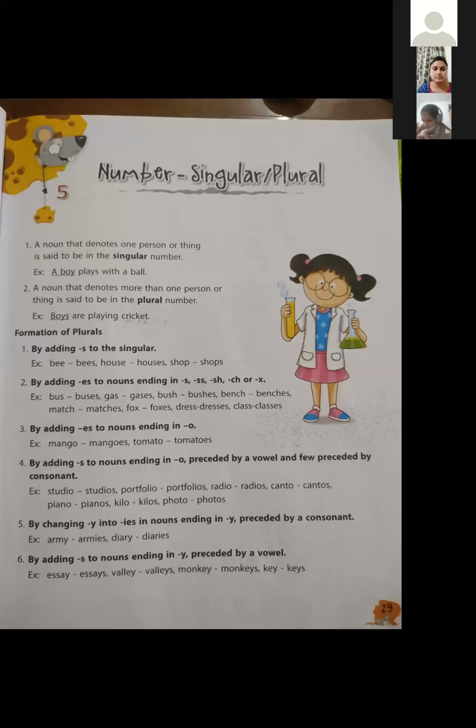Bus. S is given at the last. It will be converted to ES. Add on ES and then we will get a new word, buses. Okay. Then gas. Again the S is at the end, gases. Bush. SH is placed at the end. Now we will get the new word, bushes. Okay, bench. CH is at the end of the word. Then we will get the new word benches. Okay.